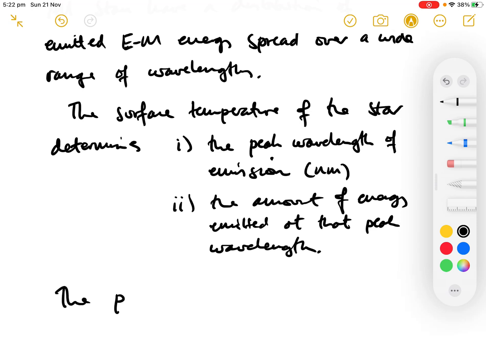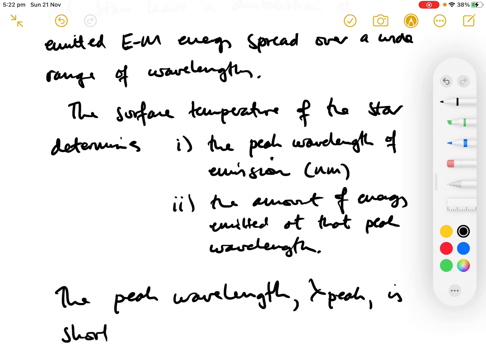So the peak wavelength then, lambda peak, is shorter, a smaller wavelength, for hotter objects or hotter stars than cooler stars. I'm really just here putting into words what the graph shows. The peak wavelength, lambda peak, is shorter for hotter stars than cooler stars.